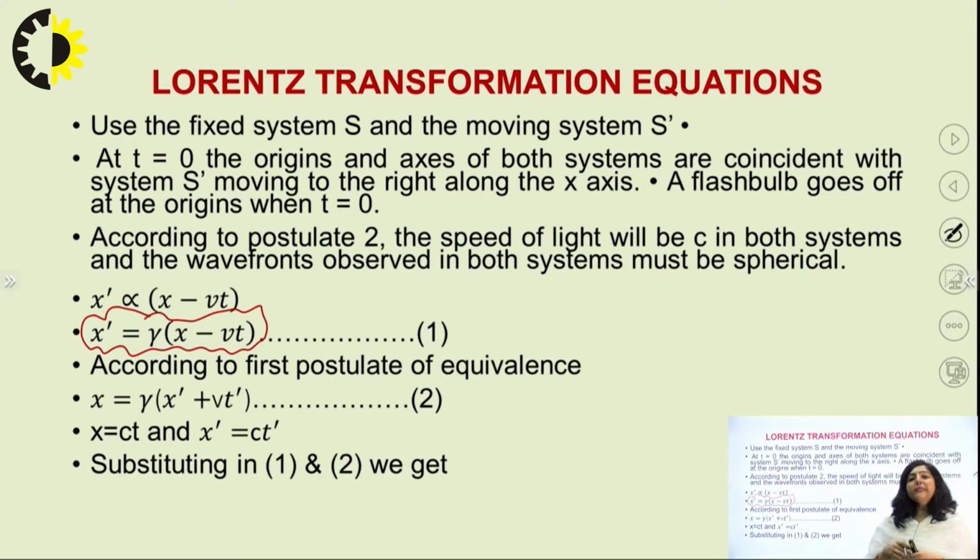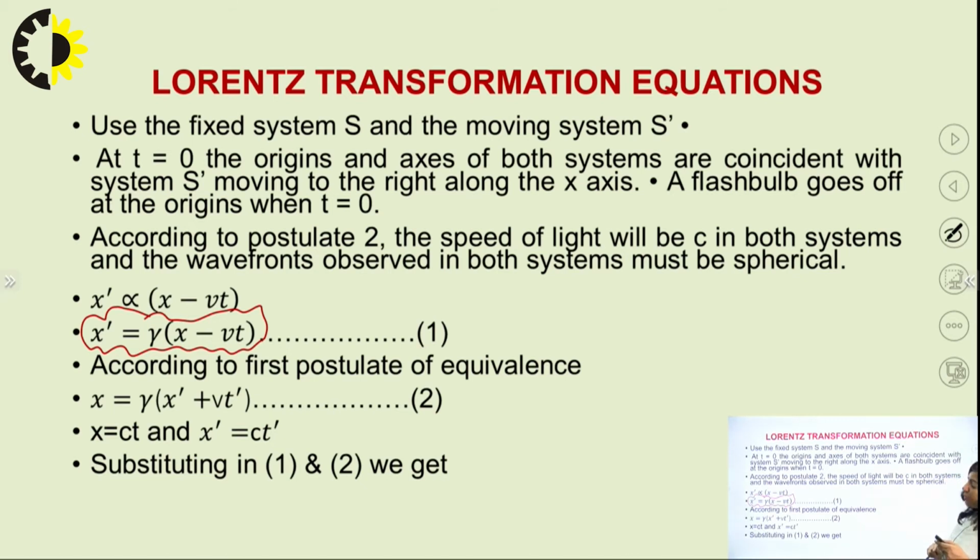Now how to find this gamma? What is the idea to find the value of gamma? First we are going to use the first postulate of the special theory of relativity. I hope the first postulate of the special theory of relativity is clear to you.